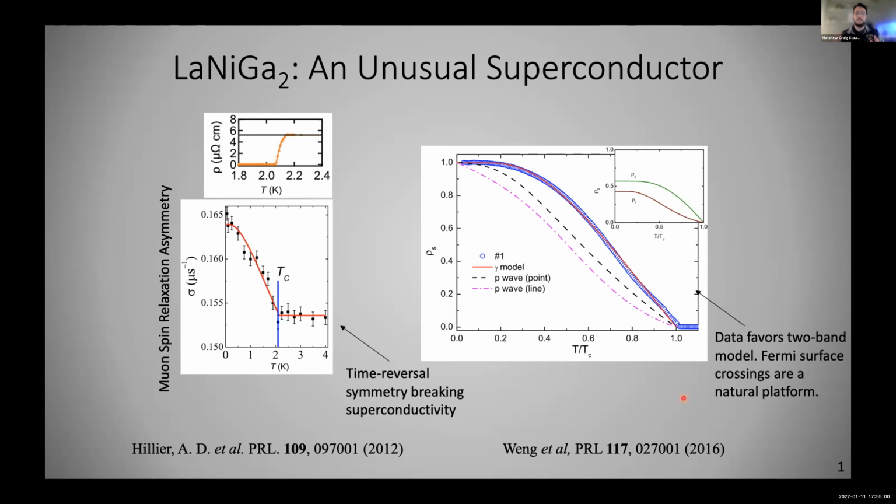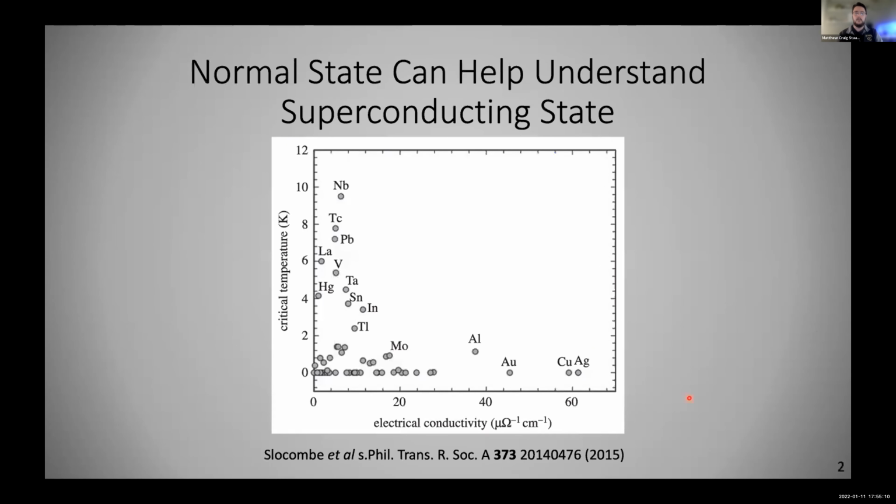So because superconductivity relies on these low energy excitations, Fermi surface crossings are a natural platform for these 2 band models. And my experiments don't directly probe the superconducting state, but there's a lot of examples where we can learn a lot about the superconducting state based off of the normal state of a compound. And so here's one example of that.